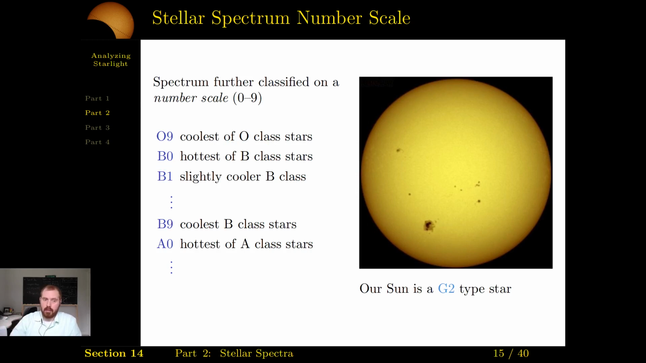Remember, O, B is next. So a B0 is the hottest of the B-class stars. Then I increment up: B1, so the temperature is slightly cooling. B2, cooler. B3, cooler. All the way down to B9, where B9 is the coolest of the B-class stars. And then the next category, A0, the hottest of the A-class stars. Put in perspective, our sun is a G2 type star.